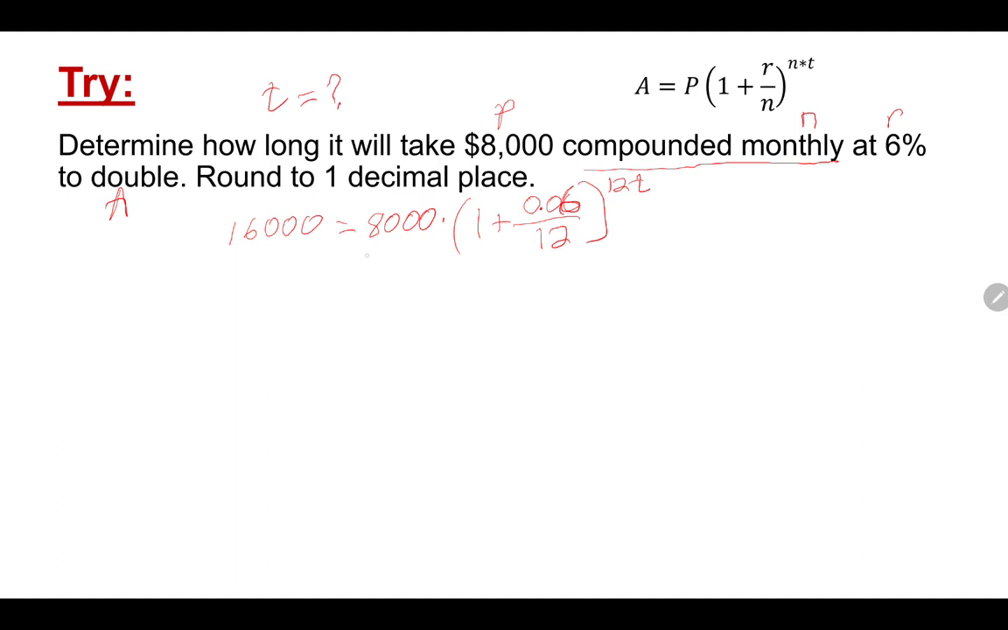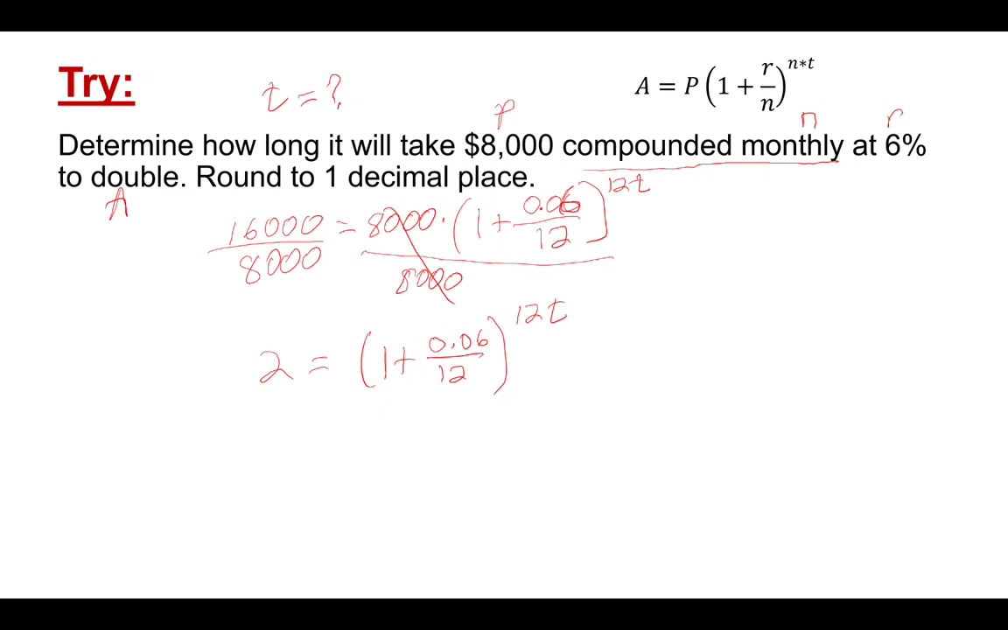And I'm going to do the same thing. I'm going to isolate that by dividing by 8,000. Divide this by 8,000. Cool thing, I know I'm doubling, so that's just going to be 2. So 2 equals, and maybe keep this in parentheses for a little bit longer, 1 plus 0.06 divided by 12, all raised to the 12t. I'm going to let you guys do the calculation, right? So I'm going to do this without summing up that quantity.